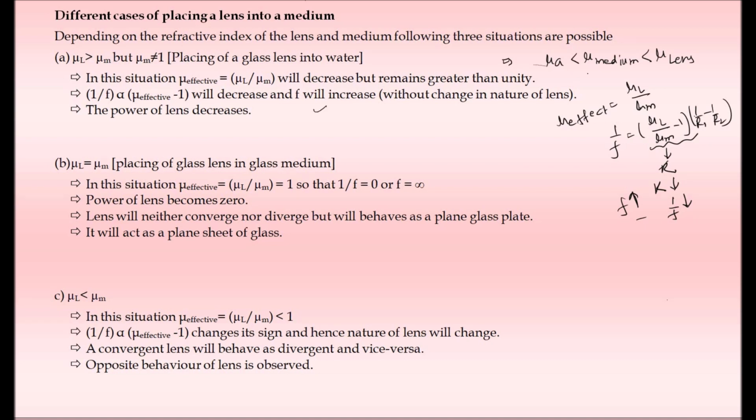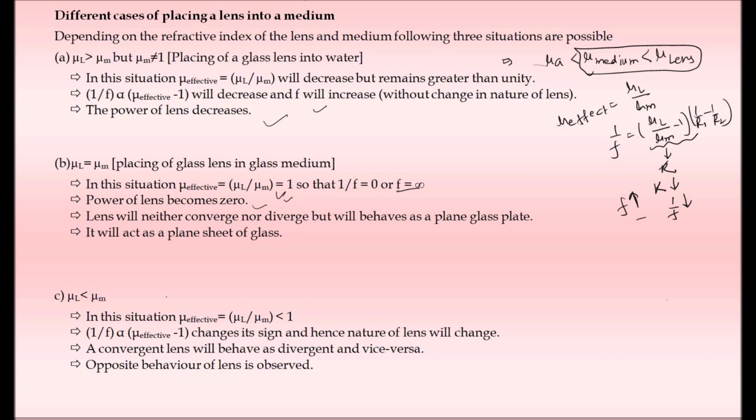This is the criteria. If we change this criteria, the nature of lens changes. We will see about it later on. And as the focal length increases, the power of lens decreases. Now we'll see the second case, when the refractive index of medium and lens are both the same. In this case the mu effective becomes 1 and 1 by f is equal to 0. So f becomes infinity and the power of lens becomes 0. So lens will neither converge nor diverge. It will behave just as a plain glass plate.